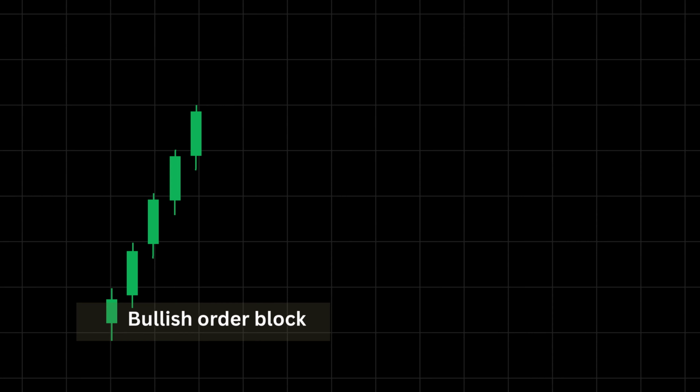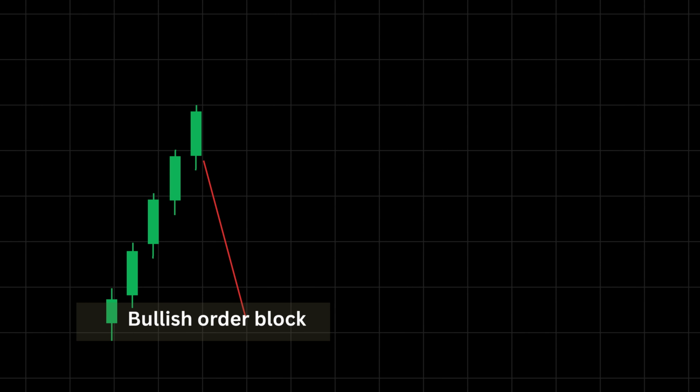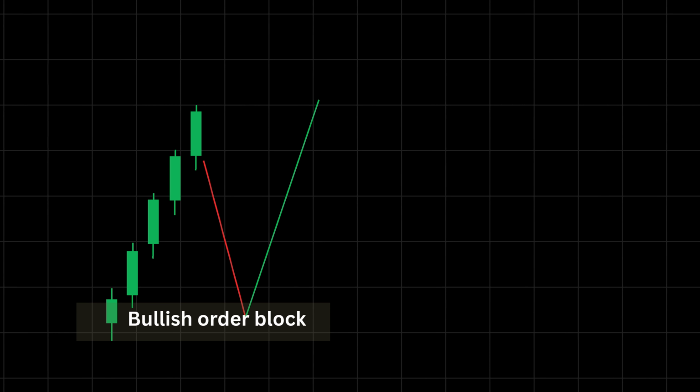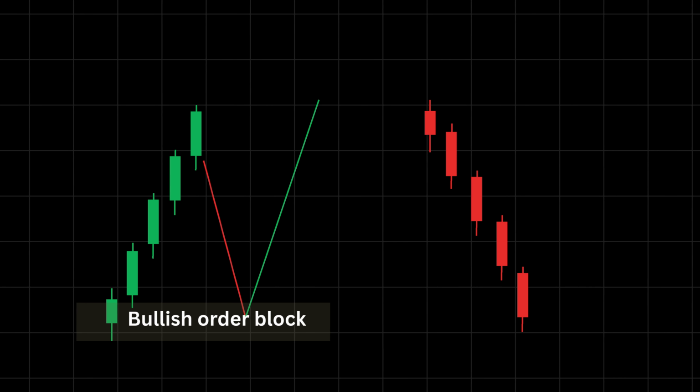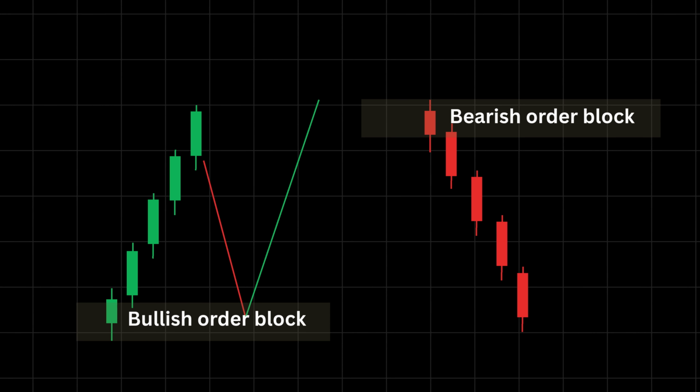Ever seen price shoot up or drop hard from a specific level, almost out of nowhere? That kind of move is rarely random. It's usually the footprint of smart money. The exact zone where that explosive move started. That's called an order block. There are two types. Small diamond bullish order block, formed when institutions drop massive buy orders, launching price upward. Down triangle bearish order block, triggered when they dump large sell positions, driving price sharply lower.